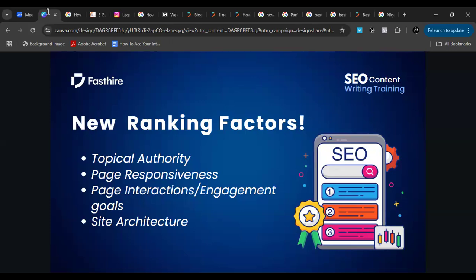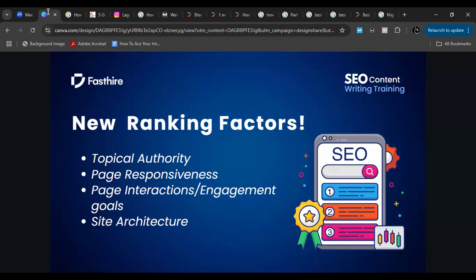So I think I have buttressed the point of topical authority. The next question will not be, how can you build topical authority? We'll go into that later. Next one is page responsiveness. I think I've explained that a bit. If somebody clicks your page, how fast does that page load? How well does it load?